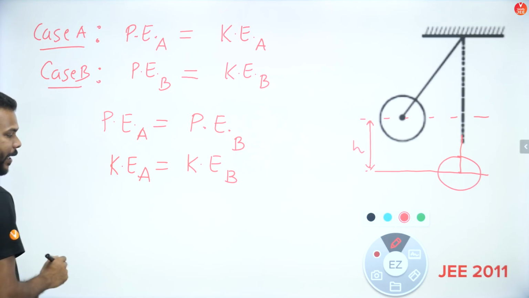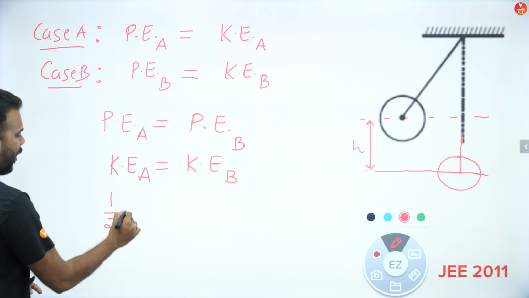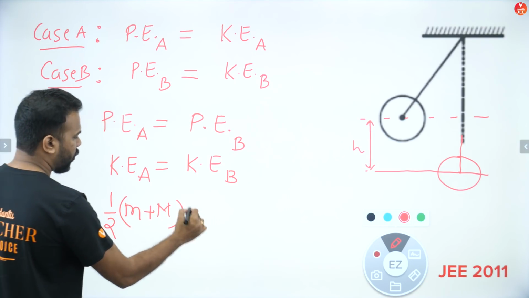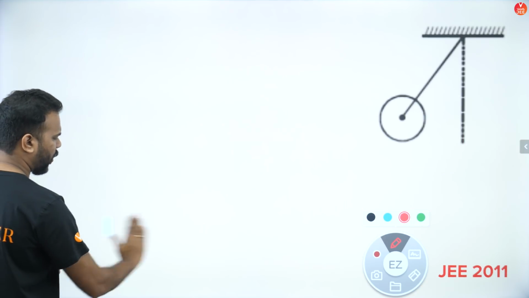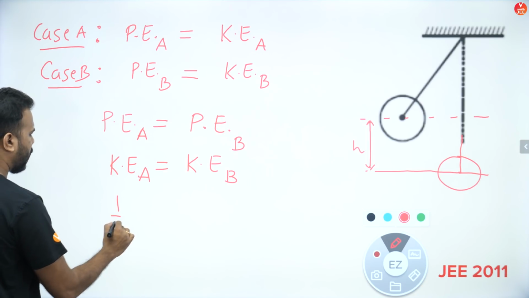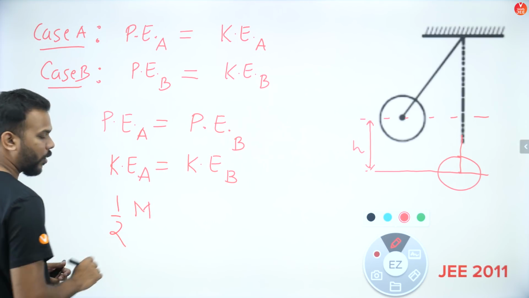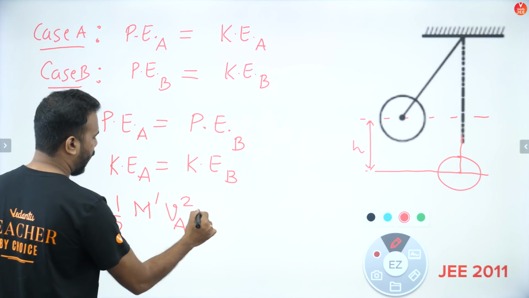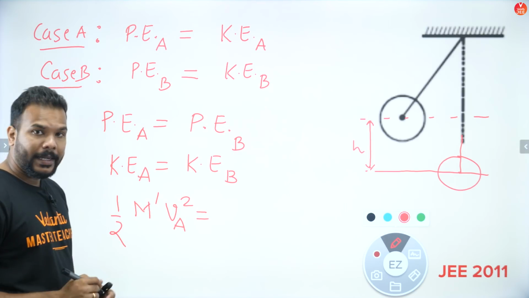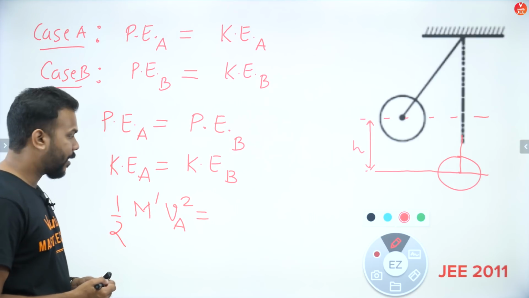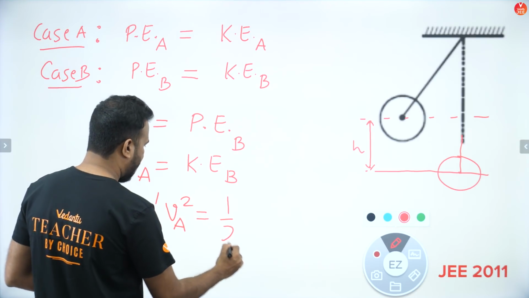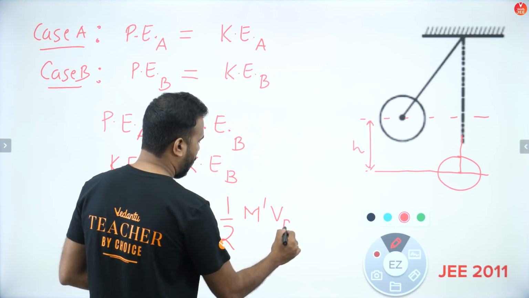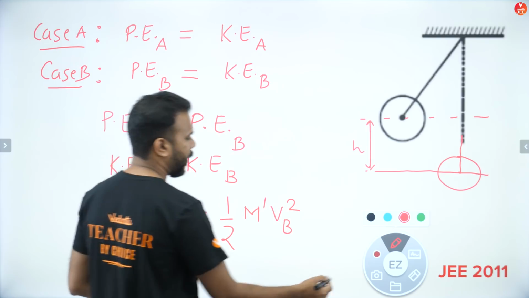But when I'm writing the kinetic energy of case A, I will write it as half m plus capital M times V. In fact, let's just write it as the total mass M dash, and the velocity at A, this is VA square. When we write the kinetic energy at B, this time obviously you will write some translational kinetic energy, that is half M VB square. B is representing case B here.